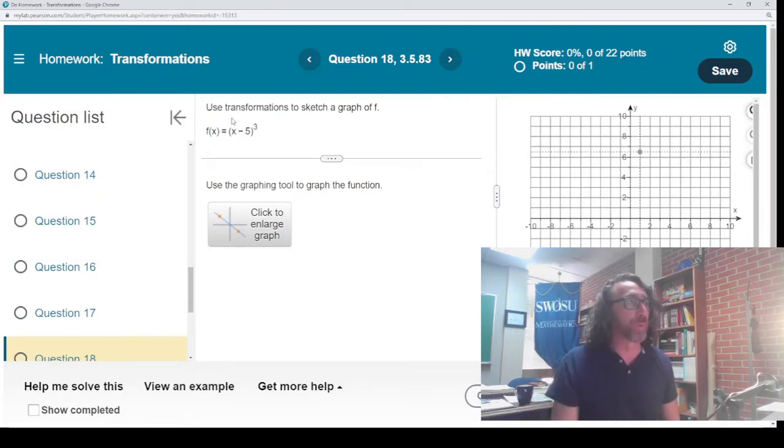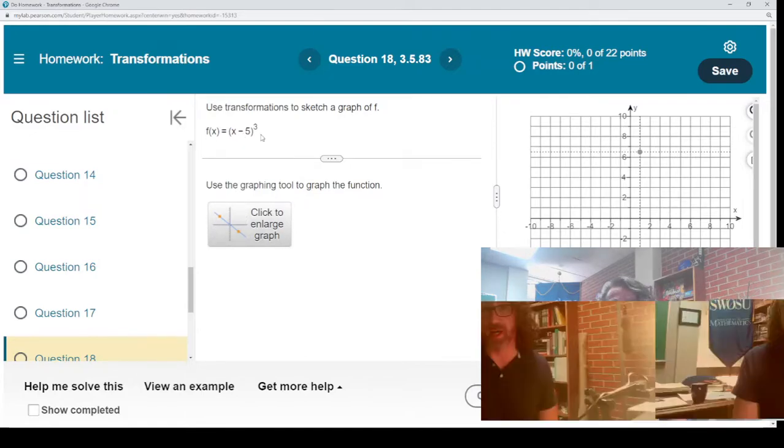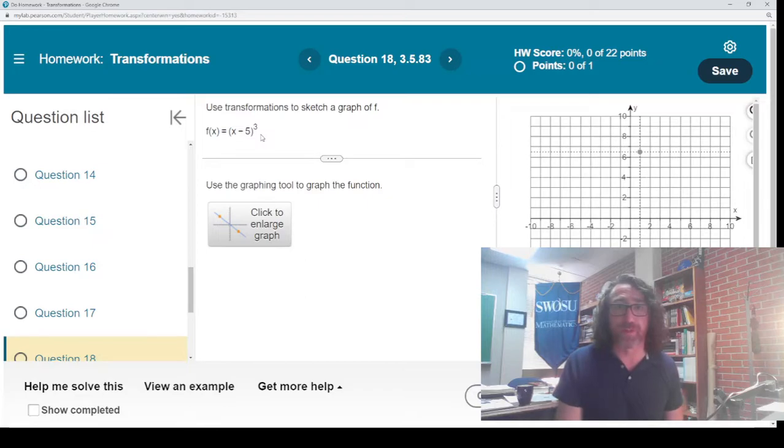All right, so the question on MyMathLab is asking us to use transformations to sketch the graph of f of x equals (x minus 5) quantity cubed. Third power function. So we know the basic shape. And we can see in this function, x has been replaced with x minus 5. So that is a shift of 5 units to the right.